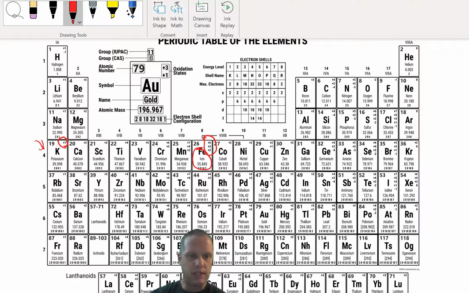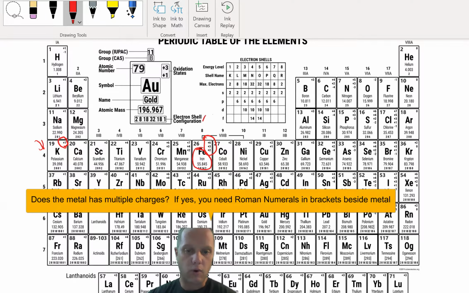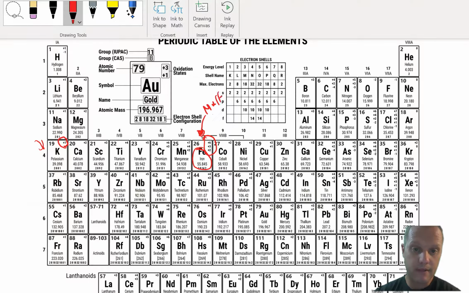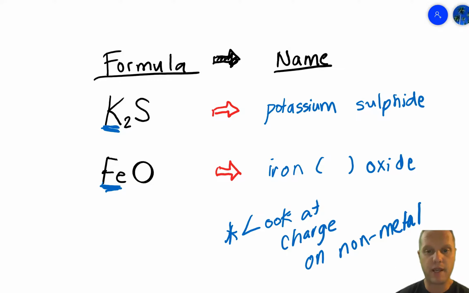Now I'm circling the charges that they have. Multivalent means more than one charge, or multiple charges is actually a better way of defining it. So this one is going to be multivalent. Okay, check. This one, potassium, is not multivalent. You can see that I wrote their names out. Potassium sulfide. You also notice that the "ide" at the end is always written for the second element. In this case, it's the anion.